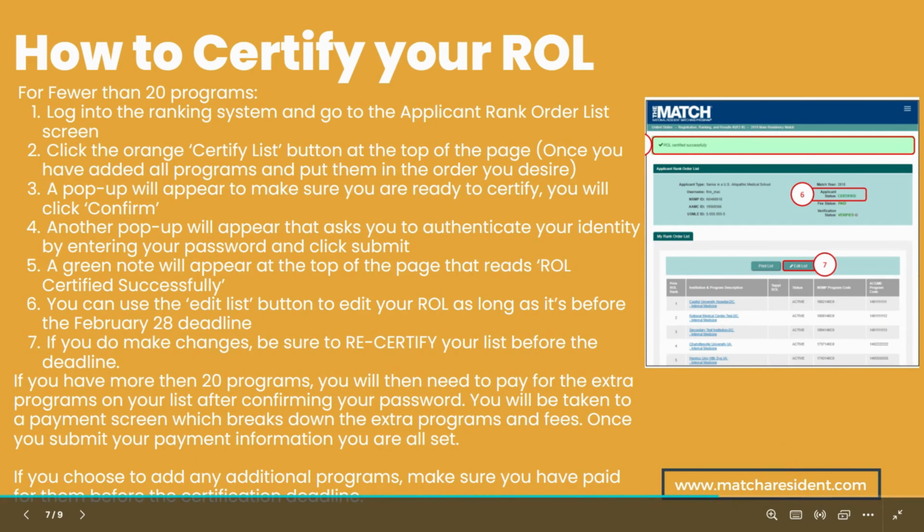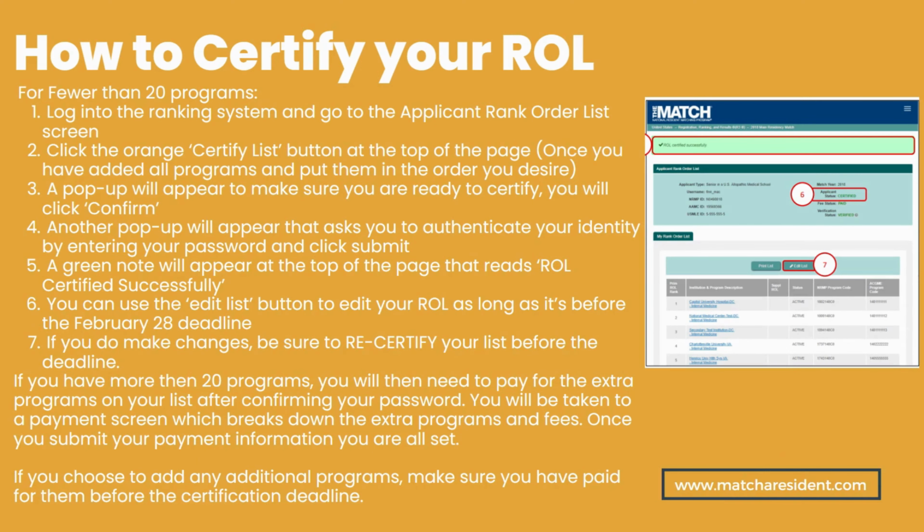A pop-up will appear to make sure you are ready to certify. You will click confirm, and then another pop-up is going to appear that needs to authenticate your identity by entering your password. Once you've done that, you are going to click submit, and then you will see this screen right here. So a green note will appear at the top of the page that says ROL certified successfully. You will also see that it says applicant status certified.